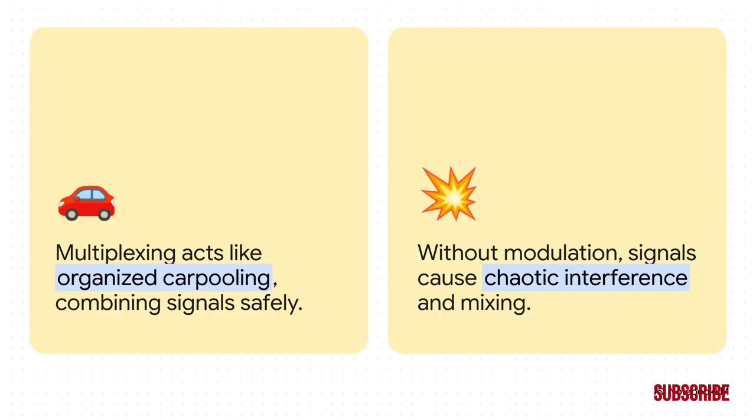Then there's multiplexing. Think of multiplexing like organized carpooling on our channel highway. It safely lets multiple signals share the same medium efficiently. Without modulation, if everyone just blasted their raw baseband voice signals at once, we'd get a disastrous mixing of signals, total chaos, massive interference, and you wouldn't understand a single word anyone was saying.